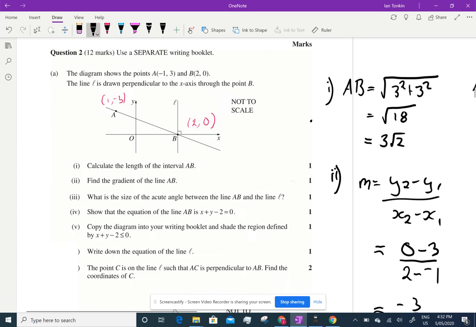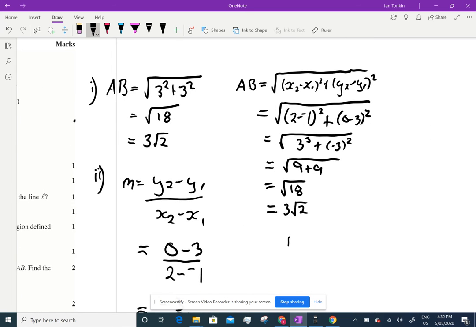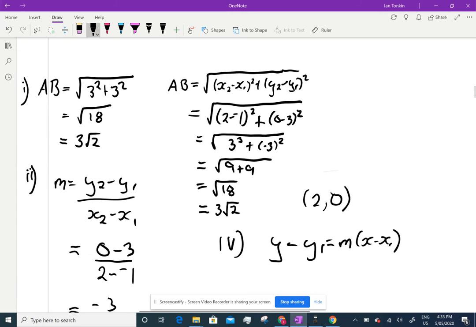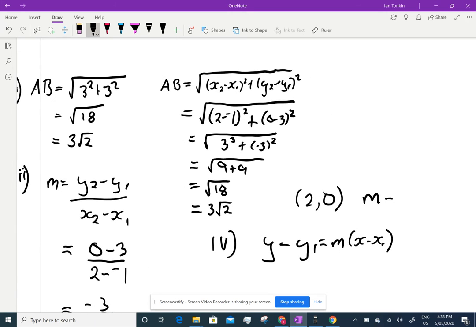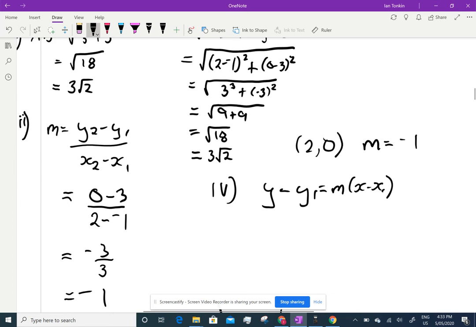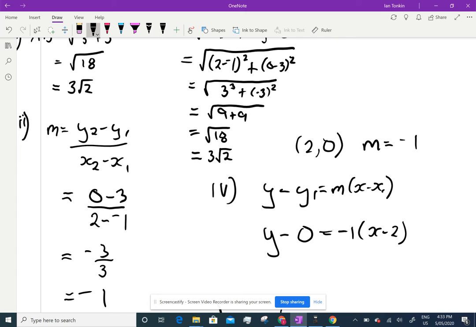So this is question number 4. Remember, the point gradient formula is y minus y1 equals m outside of x minus x1. Do we have a point? Yes, we do. I'm going to use the point 2, 0 because it's nice and easy. You could use the other point. Do we have a gradient? Yes, the gradient is -1. So I put those in. Y minus a y value, 0, equals -1, x minus the x value, 2.